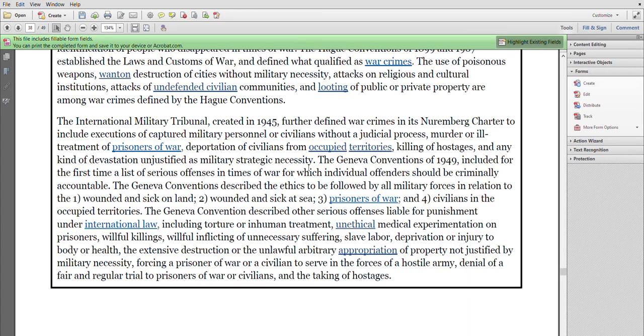The International Military Tribunal, created in 1945, further defined war crimes in its Nuremberg Charter to include executions of captured military personnel or civilians without a judicial process, murder or ill treatment of prisoners of war, deportation of civilians from occupied territories, killing of hostages, and any kind of devastation unjustified as military strategic necessity.